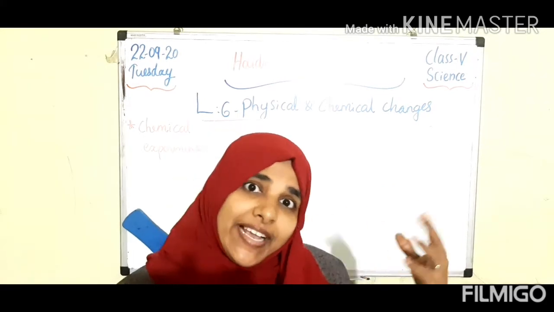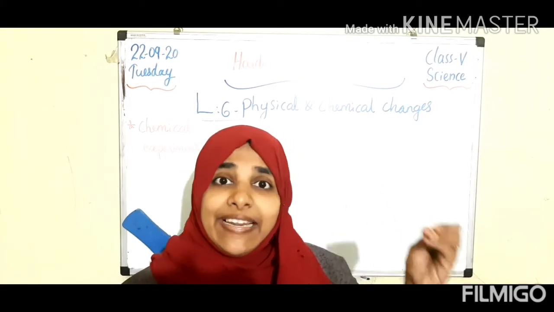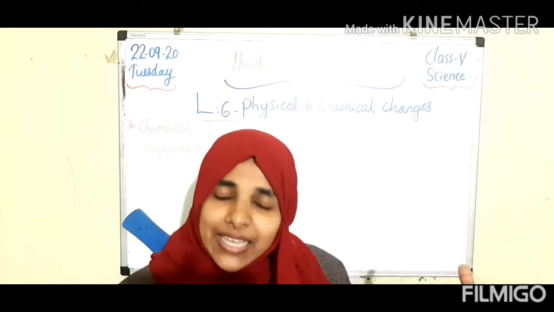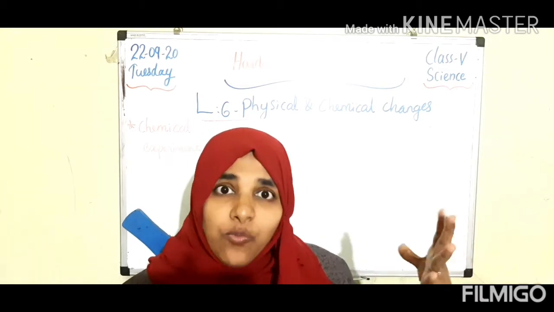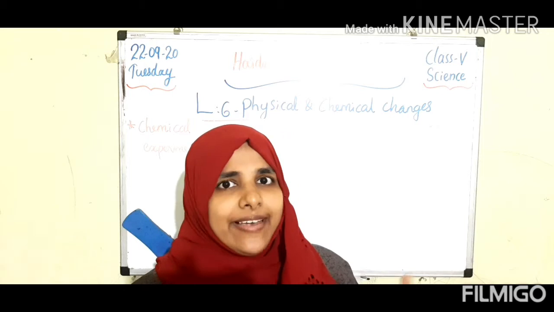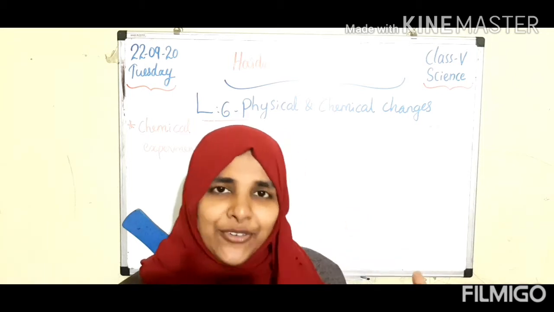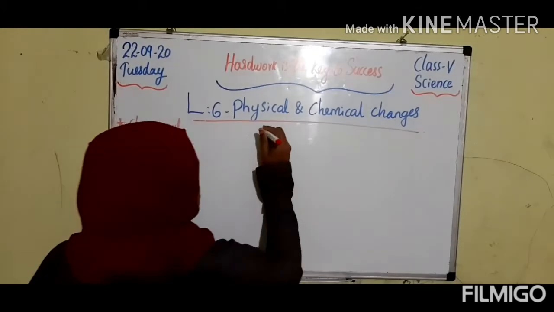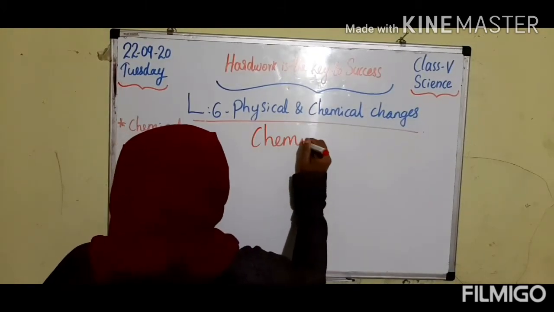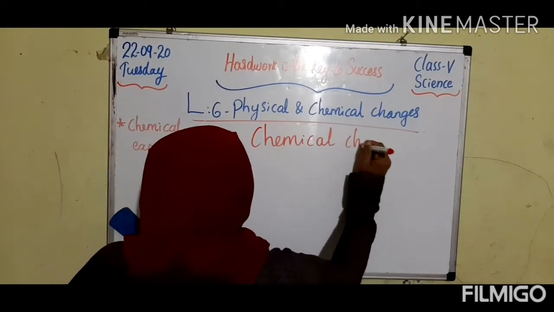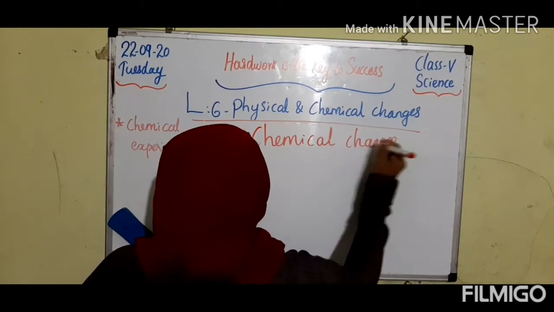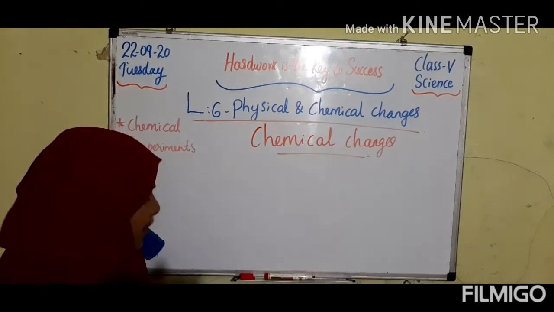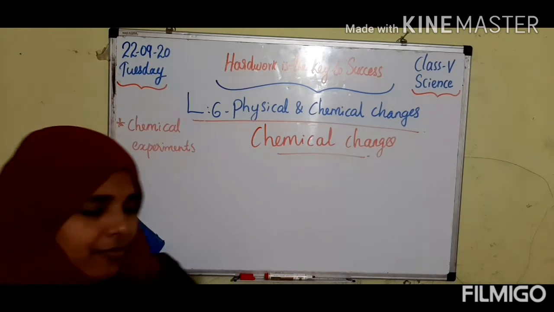Now we can check one experiment. From that you can clearly understand what a chemical reaction is and what products are formed in that reaction. So you have to check that reaction carefully. Children, I will show you some experiments on how chemical changes happen. Okay, in my first experiment, all of you listen carefully.